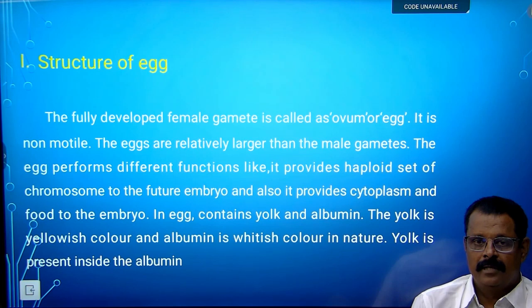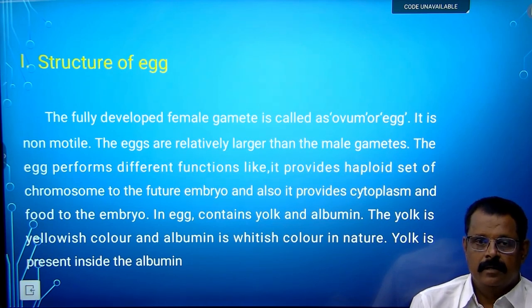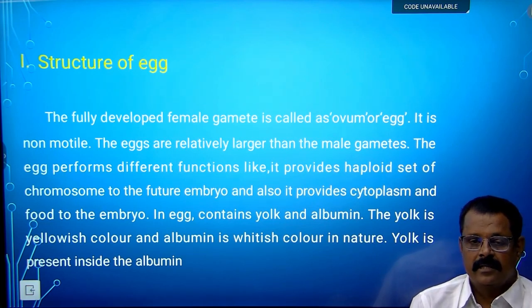The fully developed female gamete is called the egg, or it is also called the ovum. The egg is non-motile. The eggs are relatively larger than the male gametes. The egg performs different types of functions, like it provides a haploid set of chromosomes to the future embryo, and it also provides the cytoplasm and the food to the developing embryo. The egg contains yolk and albumen. The yolk is yellowish in color and the albumen is white in color. The yolk is present inside the albumen.